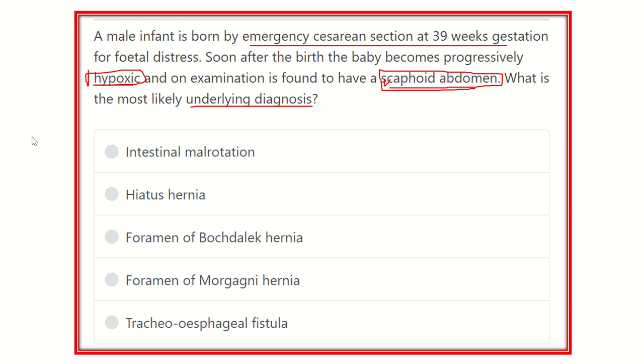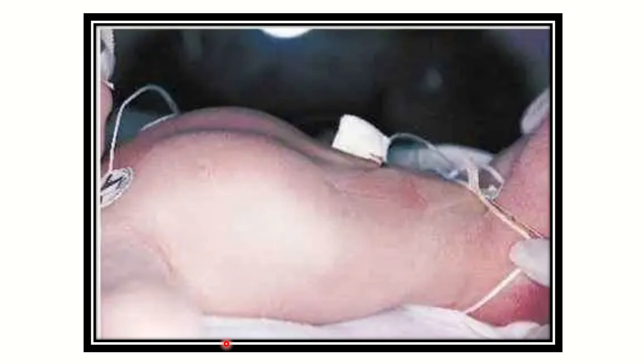So here the options are intestinal malrotation, hiatus hernia, foramen of Bochdalek hernia, foramen of Morgagni hernia, and tracheoesophageal fistula. First of all, we can see the baby born here. We can see the abdomen, and the abdomen is situated more below, and it is scaphoid shaped. And we can see this is the chest, and the chest is larger and widened, so something is present in the chest, but in the abdomen something is absent.